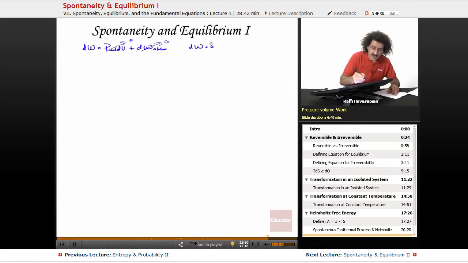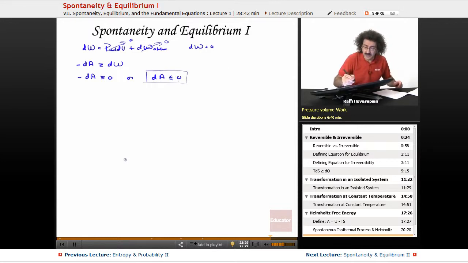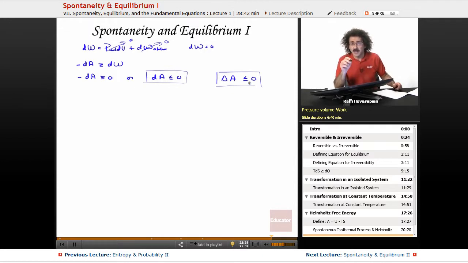And here's what you end up getting. You end up with minus dA greater than or equal to dW. That's our basic condition. Well, if dW is 0, we get minus dA is greater than or equal to 0, or if you want, dA is less than or equal to 0. Or the integrated version, delta A less than or equal to 0. So this is normally what you're going to see in your book. Under conditions of constant temperature and volume, the change in Helmholtz energy for a spontaneous process is going to be less than 0.